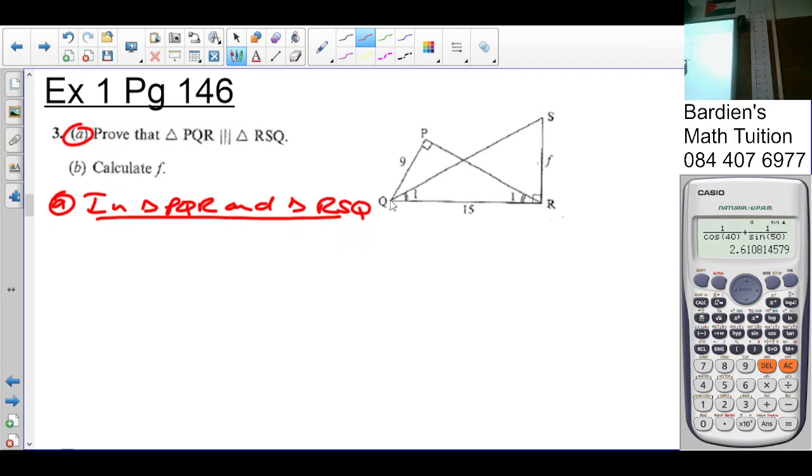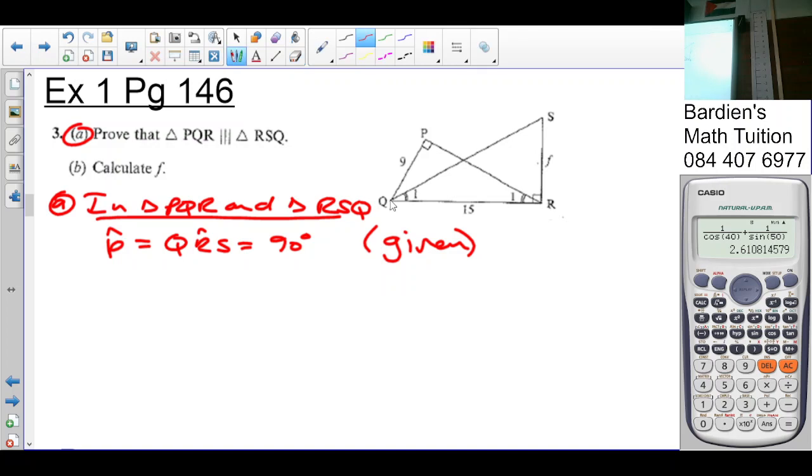Angle R1 and angle R, which is 90, and P. So I say angle P is equal to, can I just say angle R? Safer for you not to. Just say QRS or SQR is the same. And then it's equal to 90. Why is that 90? It was given to us.